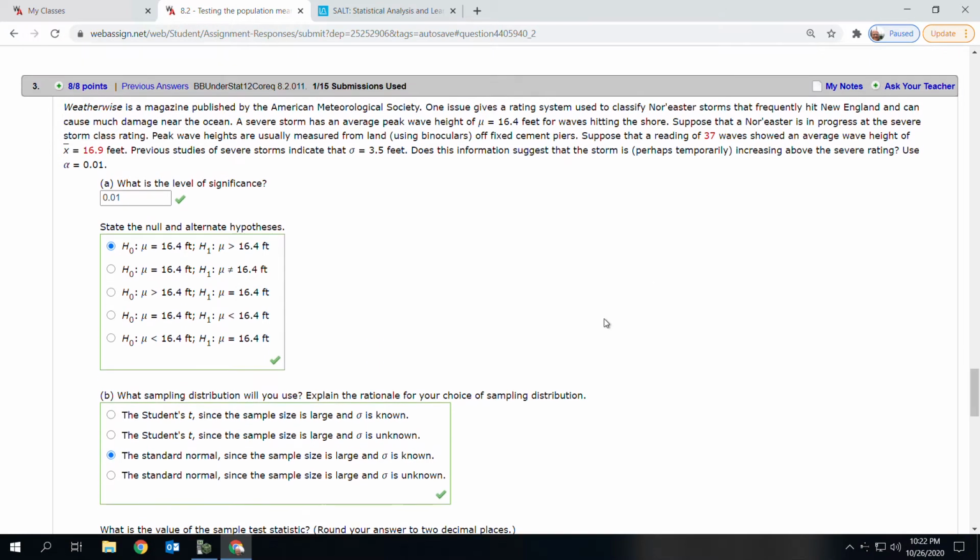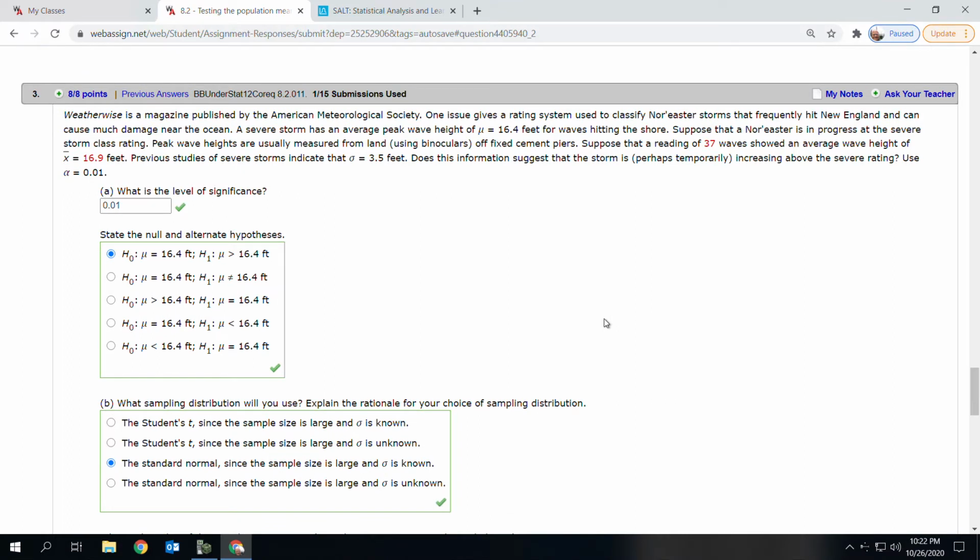Hey guys, let's check out conducting a z-test. Now in SALT it's kind of confusing because there's no z-test option. WeatherWise is a magazine published by the American Meteorological Society.